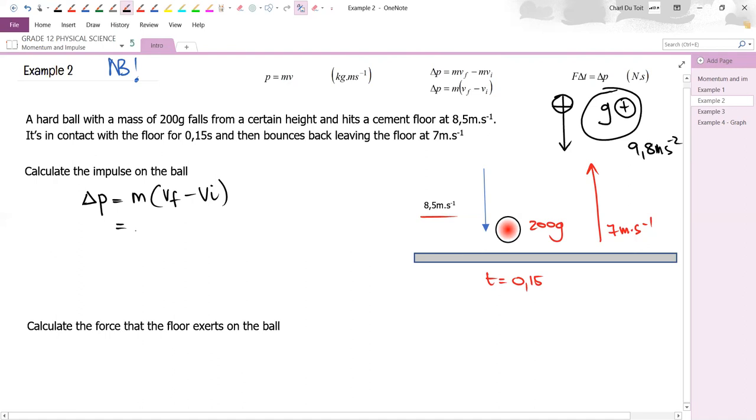Anyone help me with values? Mass of the ball: 0.2. Final velocity. So you need your final velocity, which will be your 7, but is that value negative or positive because it's going back up? We've chosen downwards as positive, so upwards would be negative. So in that calculation it would be minus 7. Very important. And then minus your initial velocity of 8.5. And then the answer is negative 3.1. I want everyone to type that into a calculator.